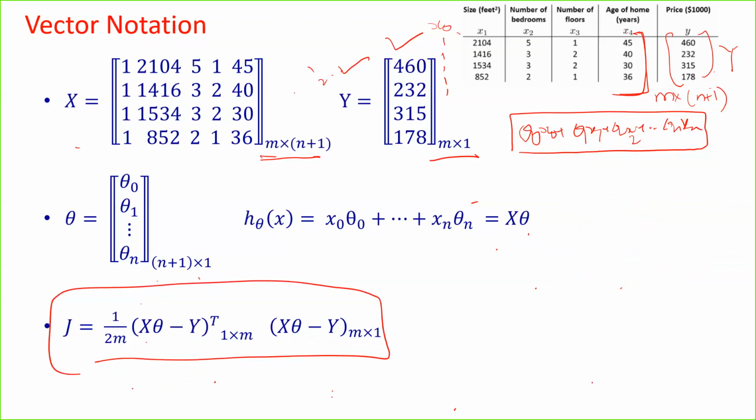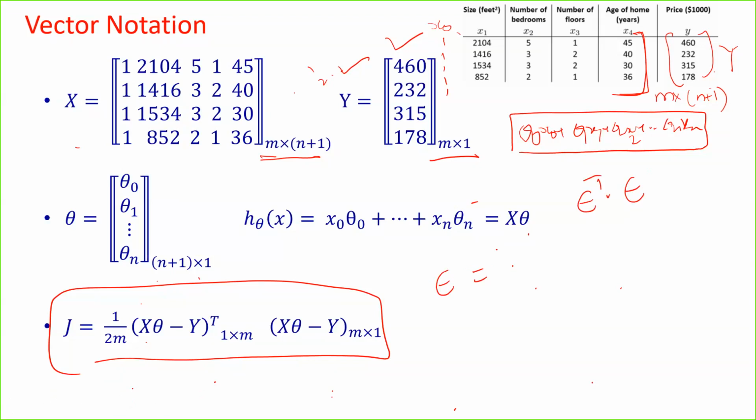Sir, please explain this last one. This J equation. Okay. So do you understand this E transpose times E, madam? Error. Yes, sir. So what is error? I said the difference between the prediction and the actual value, right?